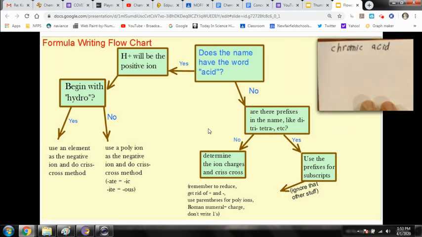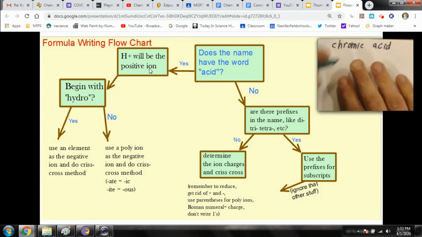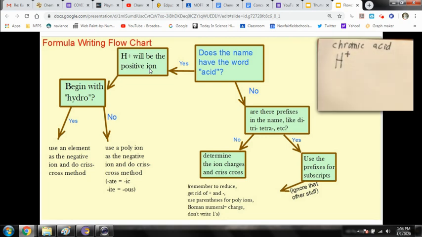Last example, and then you'll get to try some on your own. Chromic acid. Do we see the word acid? There it is. So that means we're going to need a hydrogen ion in the positive ion position. Does it begin with hydro? I don't see any hydro. Okay, so that's a no. So we're going to use a polyatomic ion as a negative ion, and we're going to do some crisscross technology.